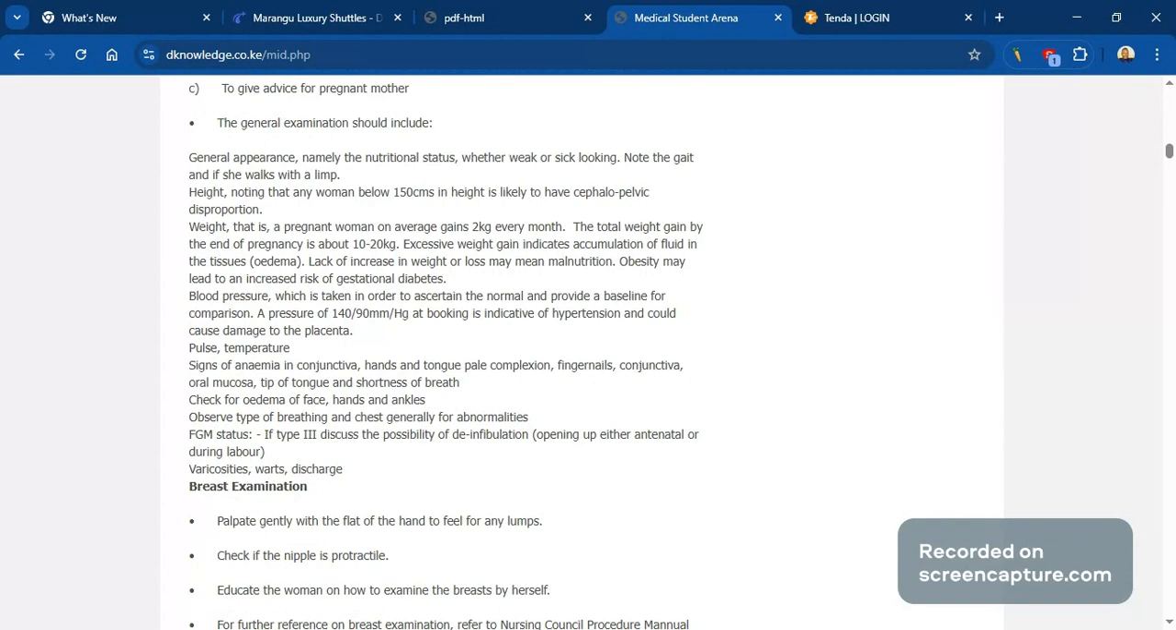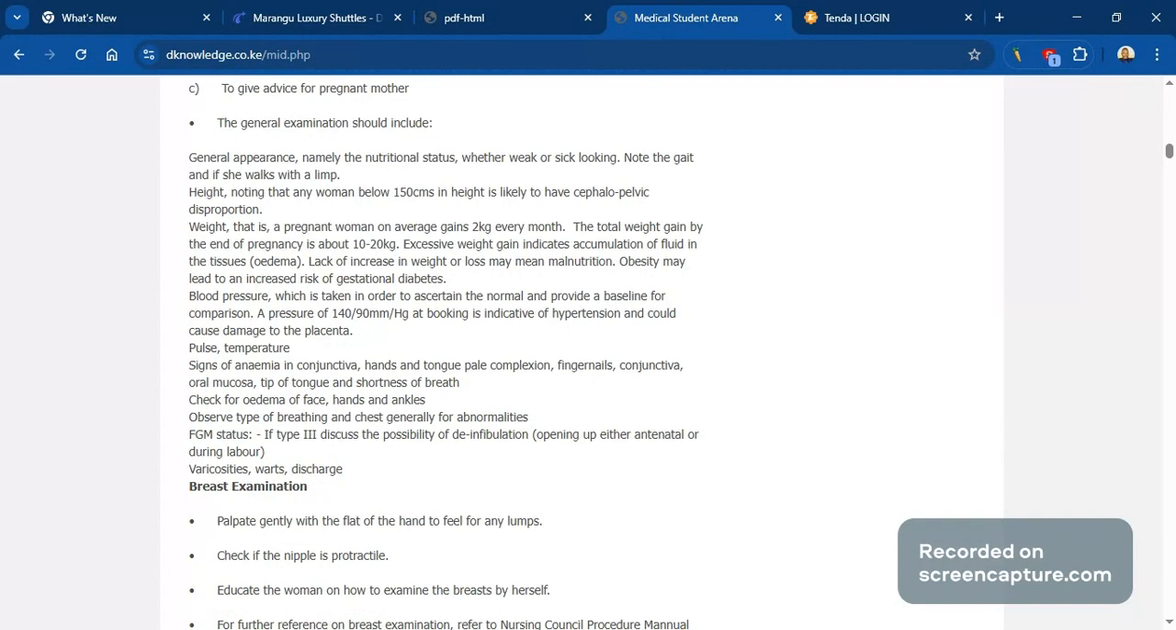Weight, that is a pregnant woman on average gains 2 kg every month. The total weight gain by the end of pregnancy is about 10 to 20 kilograms. Okay, excessive weight gain indicates accumulation of fluid in the tissue like edema. So lack of increase in weight or loss may mean malnutrition.